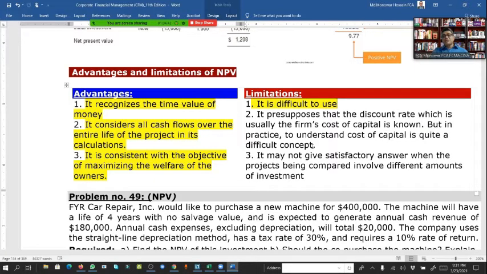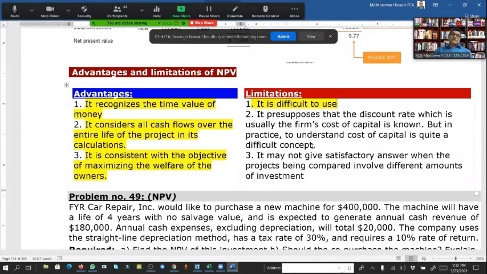It may not give a satisfactory answer when the projects being compared involve different amounts of investment. For example, when investing 100 million versus another investment of 1 million, the 101 is not the same. So a satisfactory result cannot be obtained here sometimes.